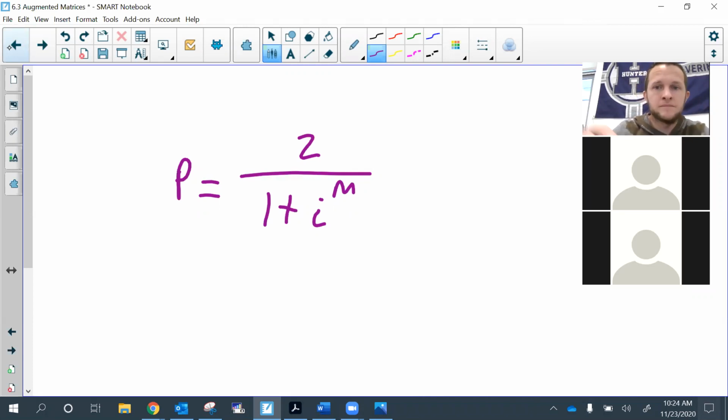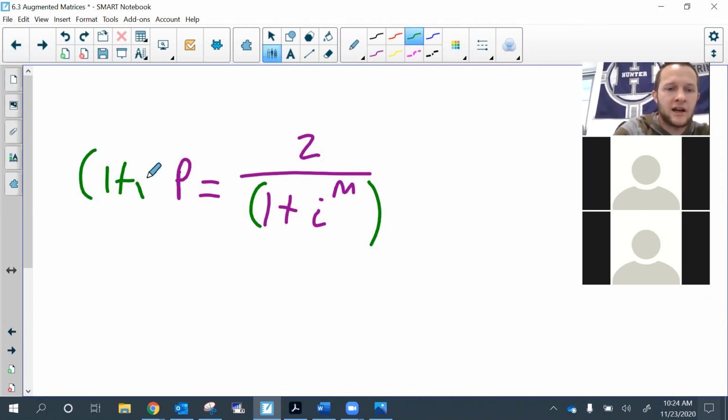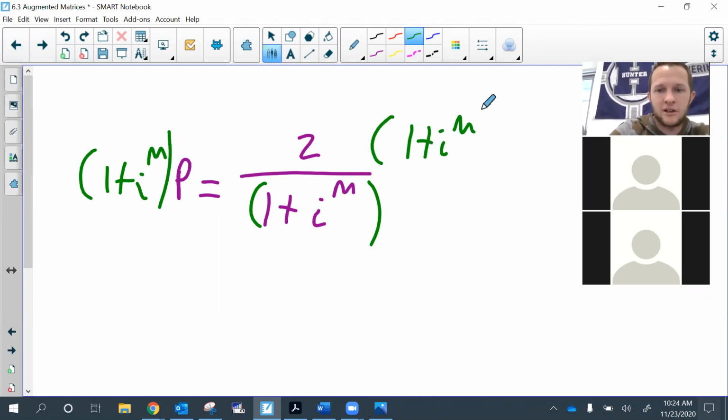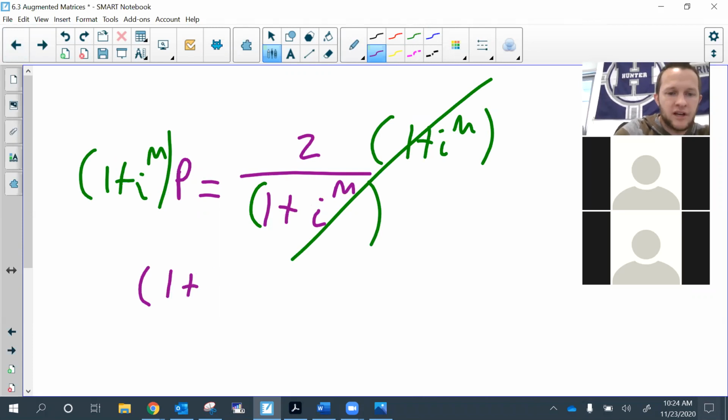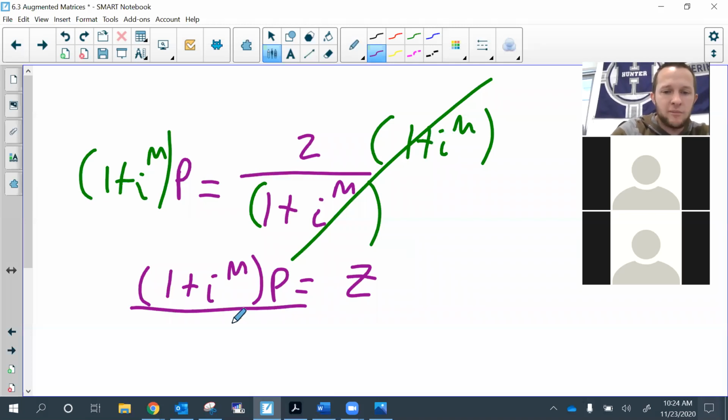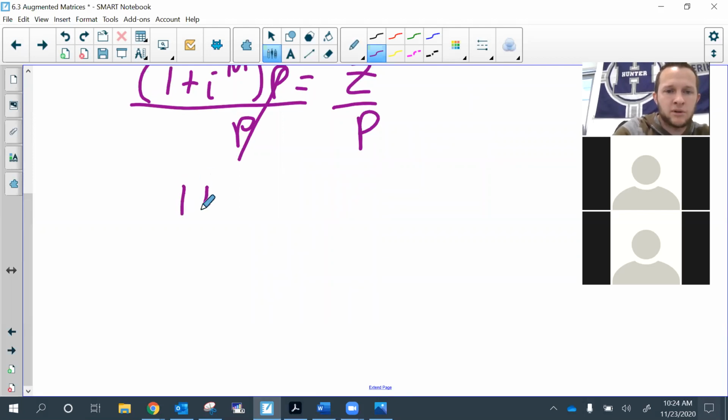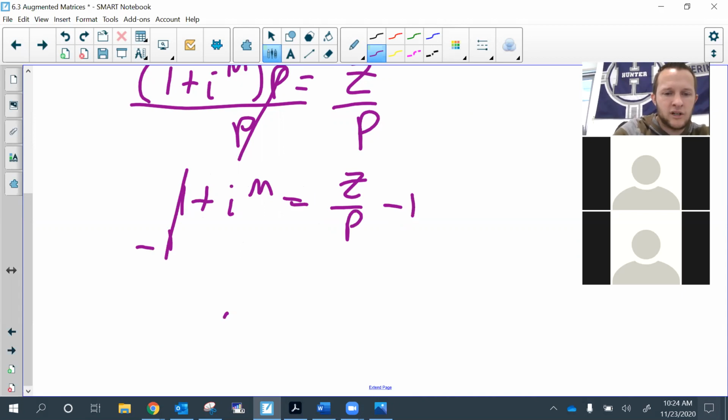Something like that, yeah. Okay, so what you need to do is first get rid of this over here, okay? So that's 1 plus I to the M, and you're timesing that on both sides. That's how you get rid of it, okay? So now I've got 1 plus I to the M times P is equal to Z. Now divide by the P to get rid of that, so I have 1 plus I to the M is equal to Z over P. Well, we want to isolate that, so subtract 1. So I get I to the M is equal to Z over P minus 1.